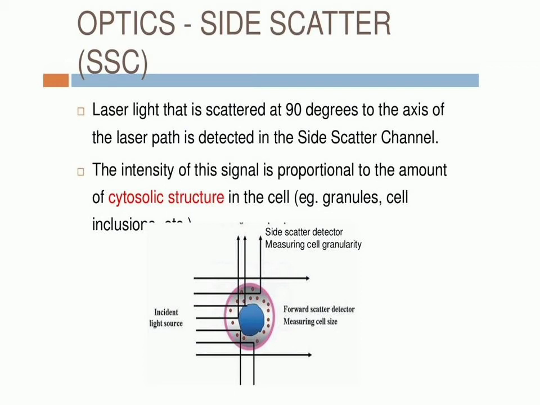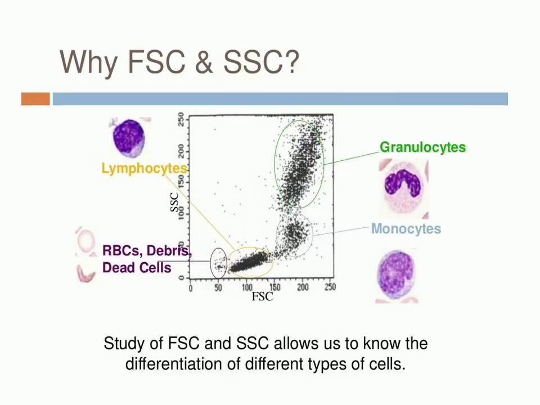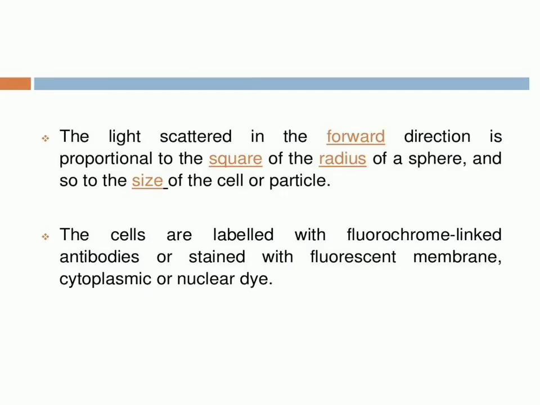Why forward scattering and side scattering? In the diagram, we can see the dot plots showing granularity, where we can see granulocytes, monocytes, lymphocytes, RBCs, debris and dead cells. Study of FSC and SSC allows us to differentiate different types of cells. The light scattered in the forward direction is proportional to the square of the radius of a sphere and so to the size of the cell or particle.